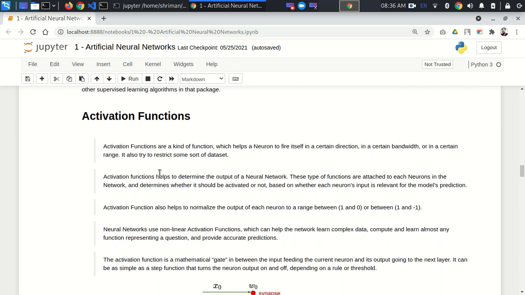So, activation functions. Activation functions are a kind of function which helps a neuron to fire itself in a certain direction, in a certain bandwidth, or in a certain range. It also tries to restrict some sort of data set. So actually what is happening?